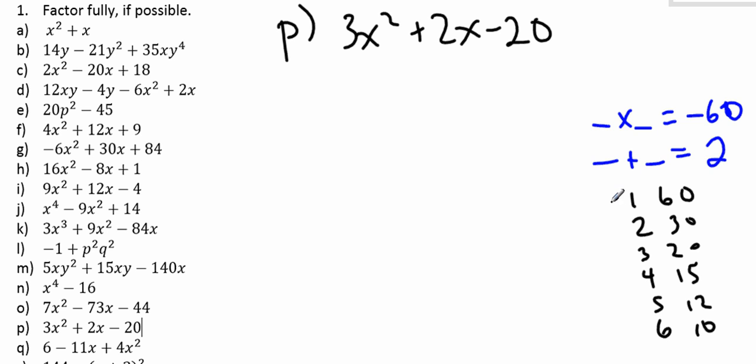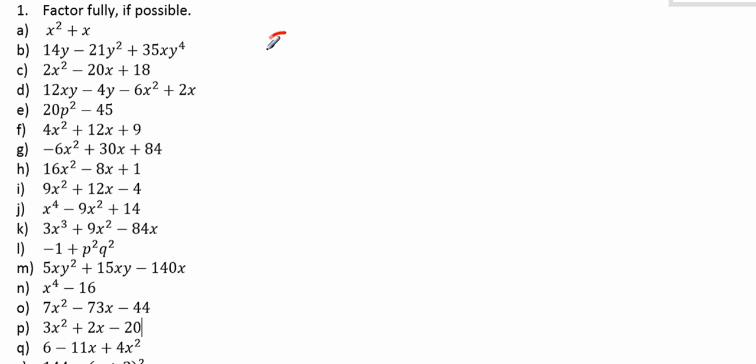Now, if I make one of them negative, this is either 59 or negative 59. This is either 28 or negative 28, 17 or negative 17, 11 or negative 11, 7 or negative 7, 4 or negative 4. There's no way of creating 2 out of these pairs of numbers. That means there's no factoring available. Does not factor. Let's move on. Q.